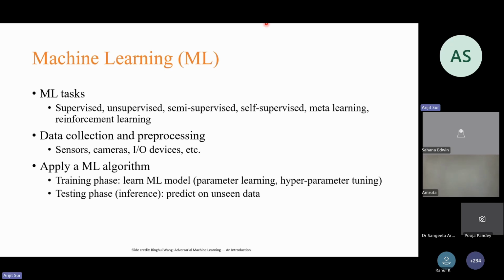In general, this kind of machine learning algorithm has two major phases. One is the training phase, and another is the testing phase.